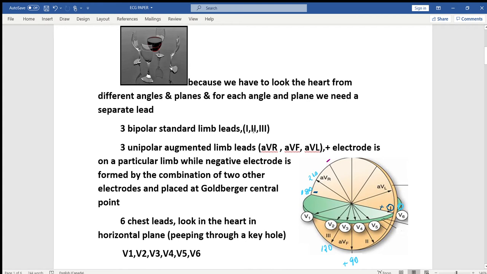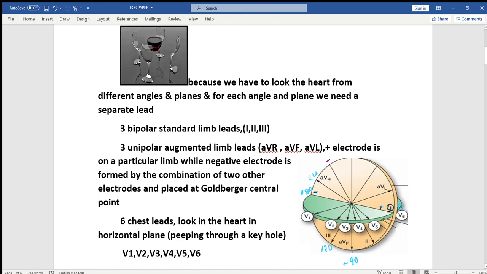The positive electrode is placed on a particular part of the limb. For example, if it is placed on the right shoulder, then it is known as the AVR. And the negative electrode is formed by the combination of the other two electrodes. Suppose we place this electrode on the right shoulder, then this will be the positive electrode. And suppose this is your AVF, placed on the foot, so it is positive, and the negative will be the combination of the two other electrodes.